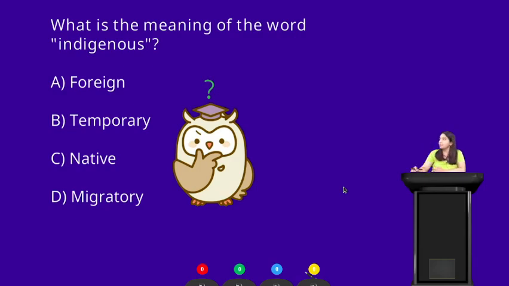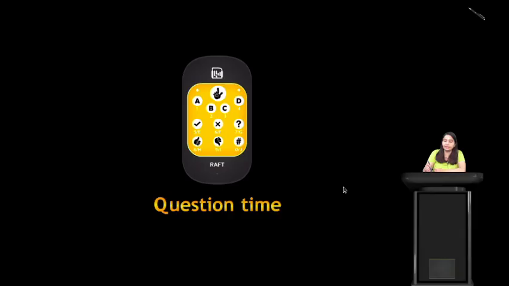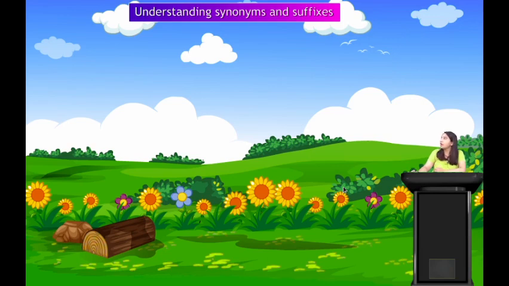All right, students, time up. So let's see the question now. What is the meaning of the word indigenous? All right, options are foreign, temporary, native or migratory. So the correct meaning of indigenous is option C, native. All right, so option C here is the right answer. You can write them into copies as well.